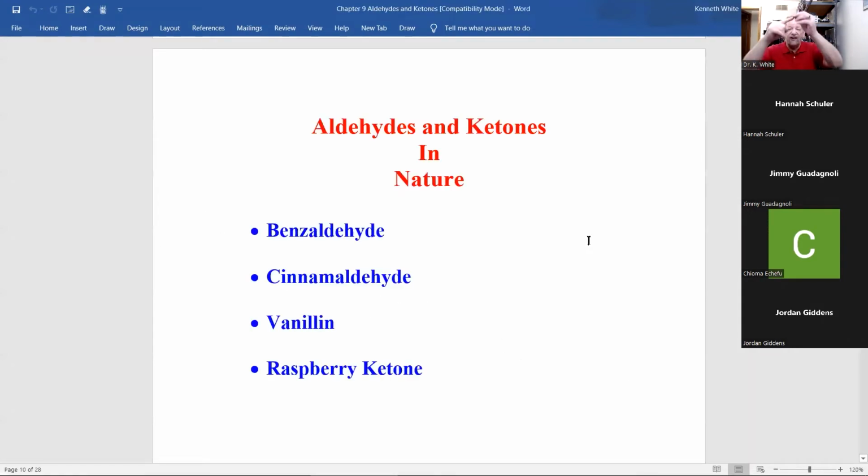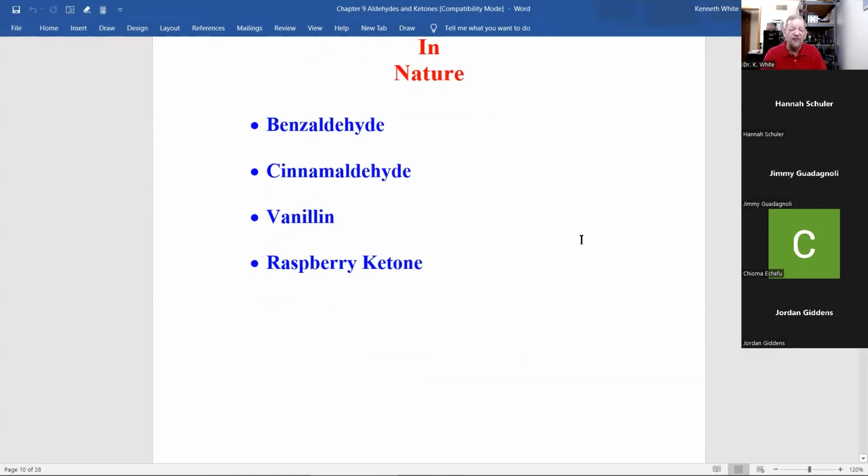Now, let's look at a couple of aldehydes and ketones in nature. You've already learned about benzaldehyde, which is the smell and taste of cherries and almonds at the same time. There's other things there. Now, this should really be trans-cinnamaldehyde, which is the common name, which is this molecule you learned about in the lab on spices.